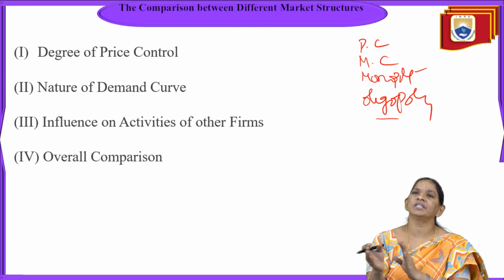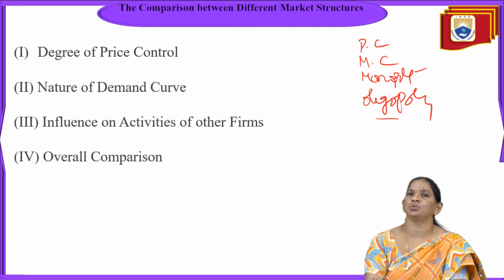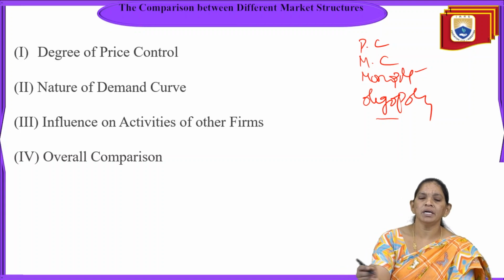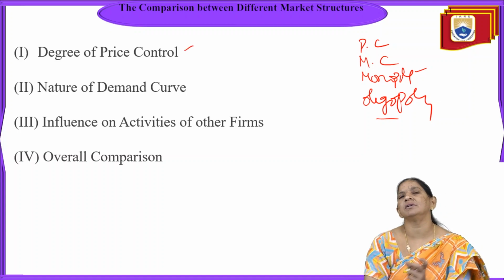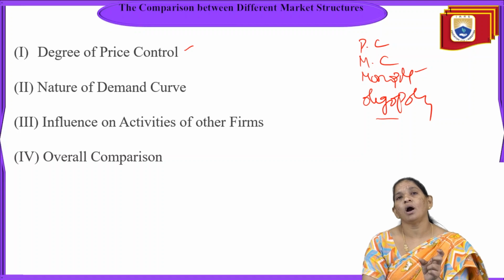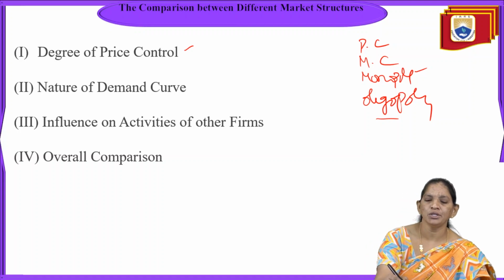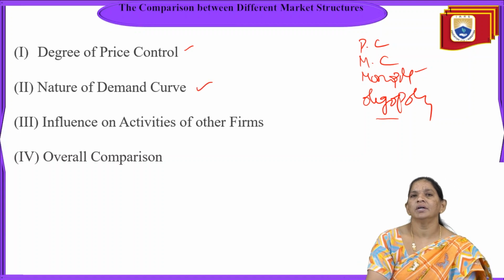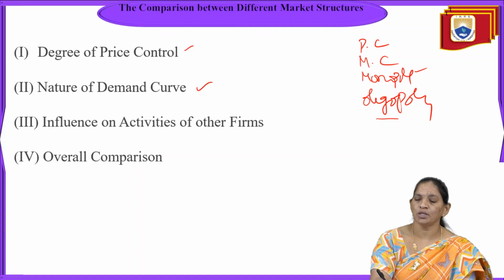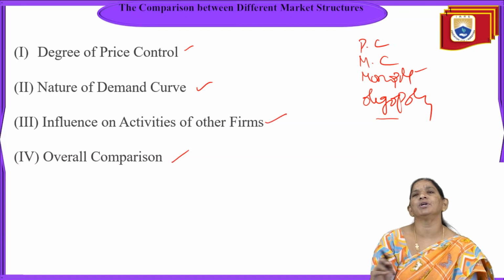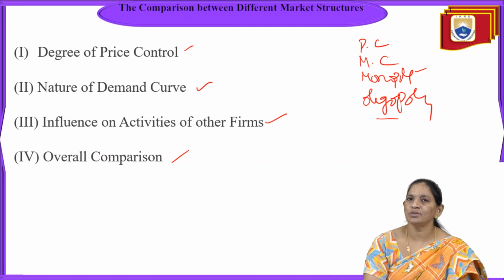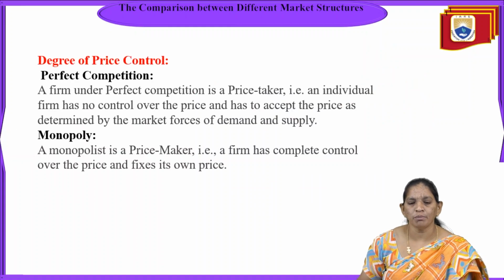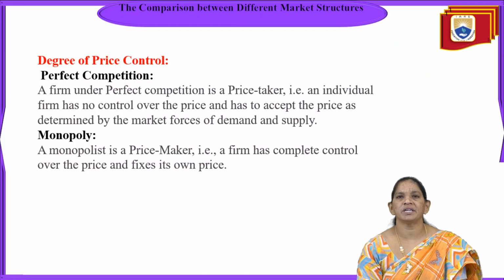Now we want to go for the comparison from one market structure to another. This comparison we can do in terms of degree of price control, that is, what is the differentiation between these four market structures relating to price control, and the nature of demand curve, and also influence on activities of the other firms, and then we can go for an overall comparison of these four market structures. So first we come to the comparison of degree of price control.